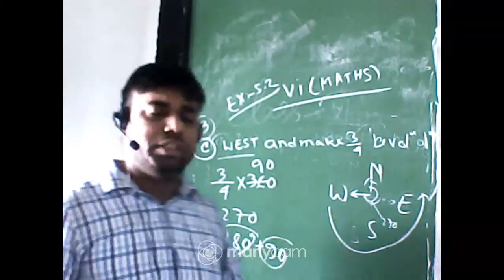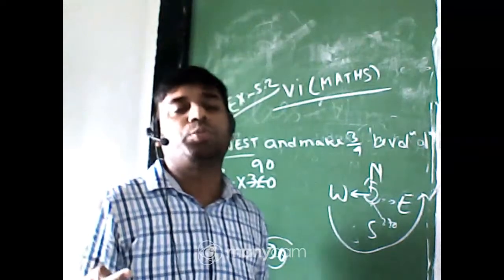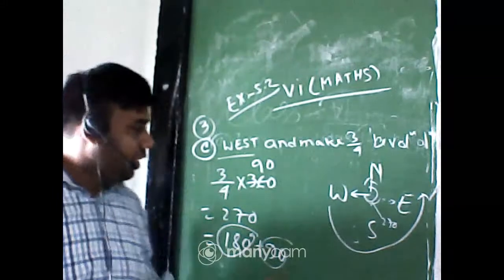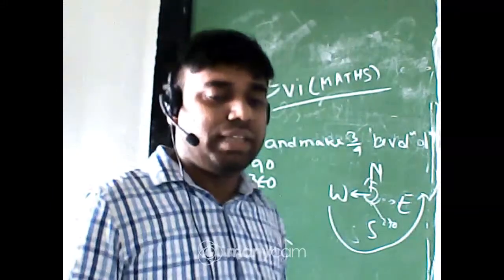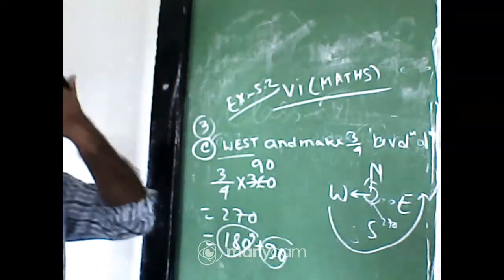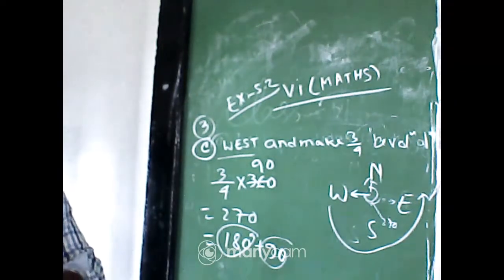First 180 means just opposite. What is opposite of west? That is east. Then 90, east to north. So the final direction is north. Got it everyone?